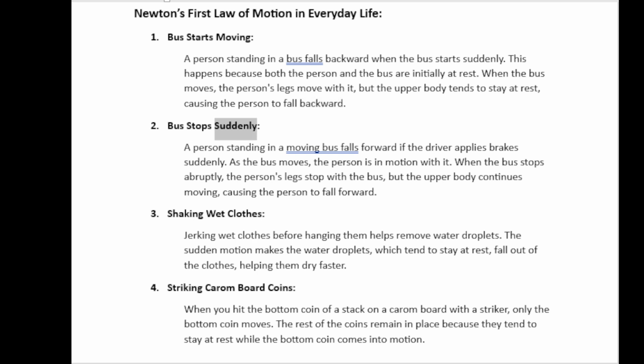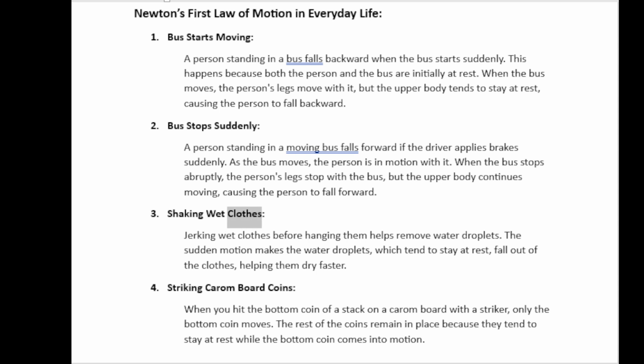Bus stops suddenly. A person standing in a moving bus falls forward if the driver applies brakes suddenly. As the bus moves, the person is in motion with it. When the bus stops abruptly, the person's legs stop with the bus, but the upper body continues moving, causing the person to fall forward.